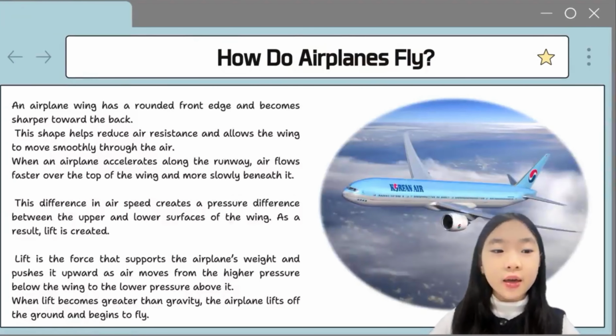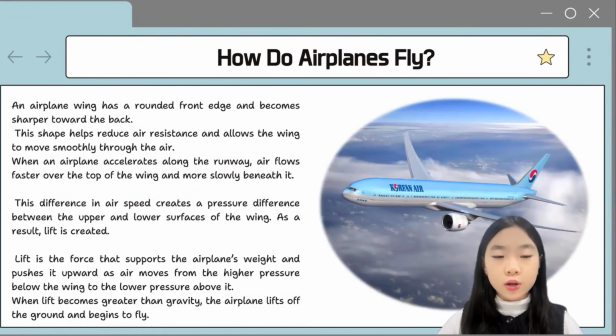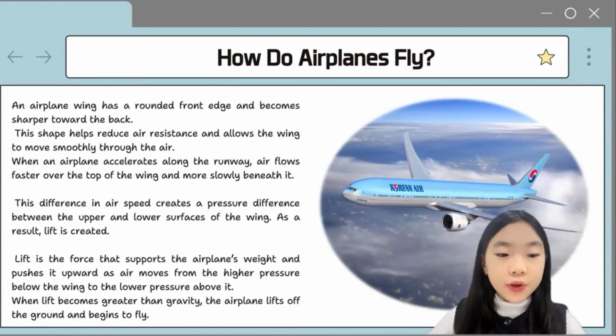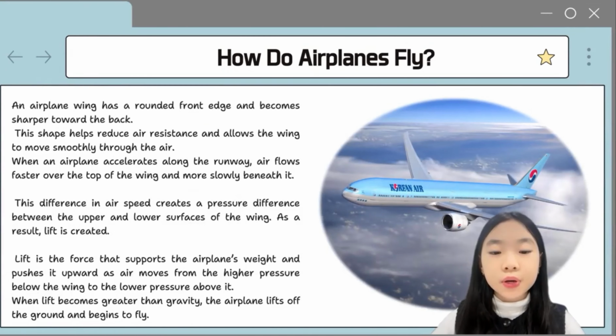How do airplanes fly? An airplane wing has a rounded front edge and becomes sharper toward the back. This shape helps reduce air resistance and allows the wing to move smoothly through the air. When an airplane accelerates along the runway, air flows faster over the top of the wing and more slowly beneath it. This difference in air speed creates a pressure difference between the upper and lower surfaces of the wing.